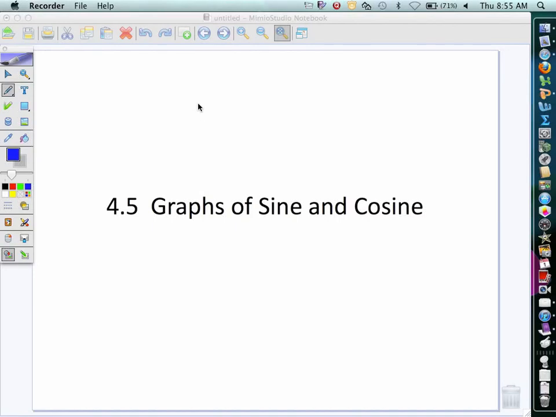Here, 4-5, we are going to be looking at the graph of sine and cosine and revisiting some of the important parts of the equation and what it does for our graph.